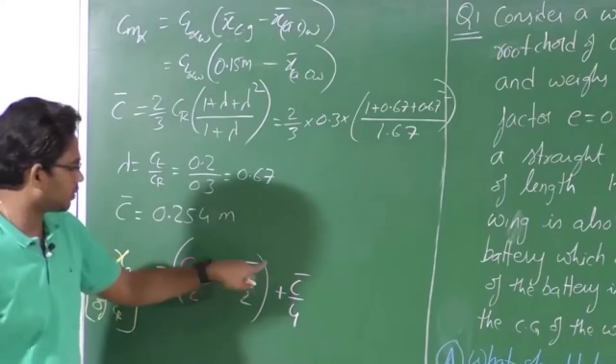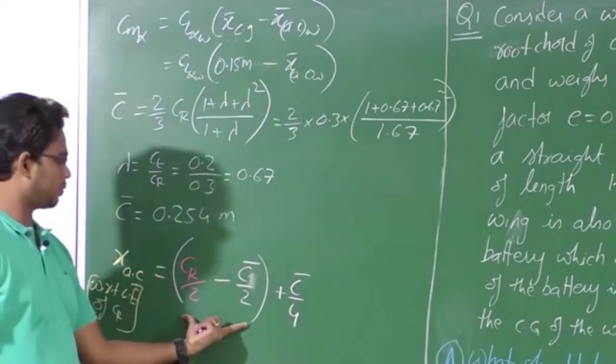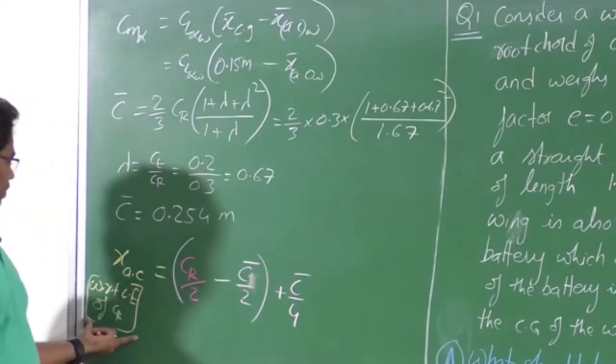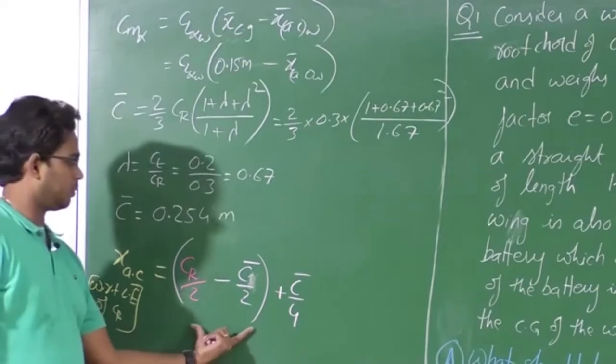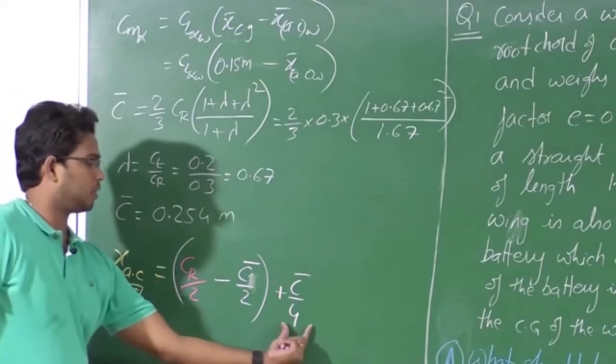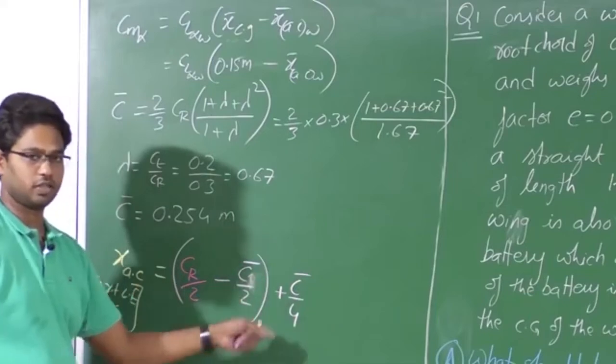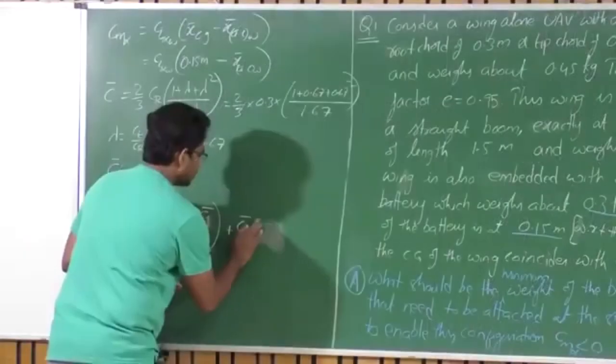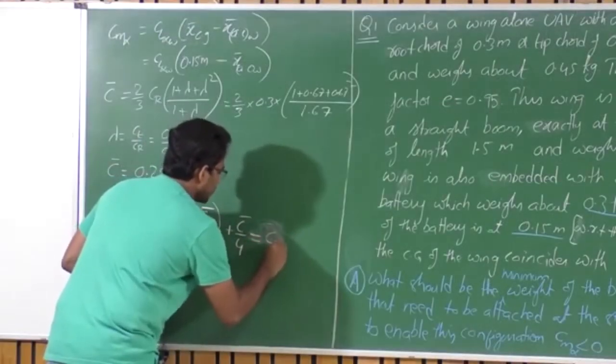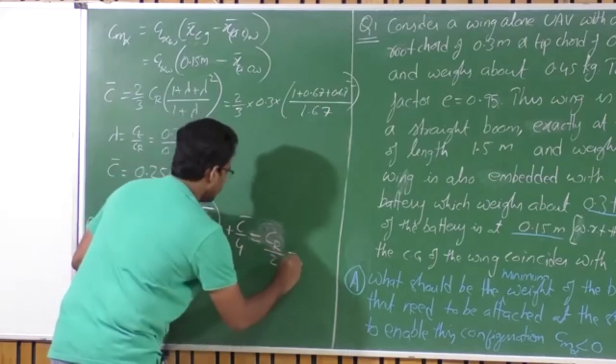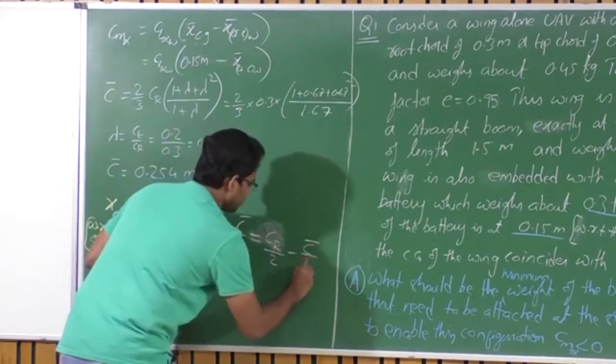Okay. So this takes me from the leading edge of the root chord to the leading edge of the mean aerodynamic chord. From the leading edge of the mean aerodynamic chord, I am reaching the aerodynamic center here, C bar by 4, right? So this equals CR by 2 minus C bar by 4.